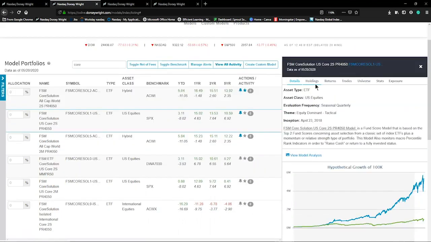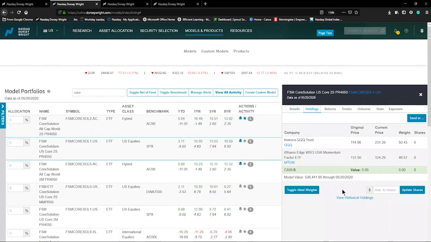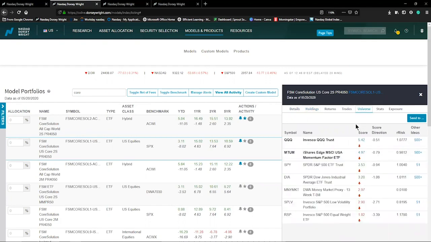In today's current framework for the US core, we're showing QQQ Trust and NTUM as our split holdings. And if we pivot to our universe and look under the hood at what is really driving this model, we see that we have a pretty simple inventory with this core solution US model. And that's not to detract from the power that that simple inventory can benefit from.